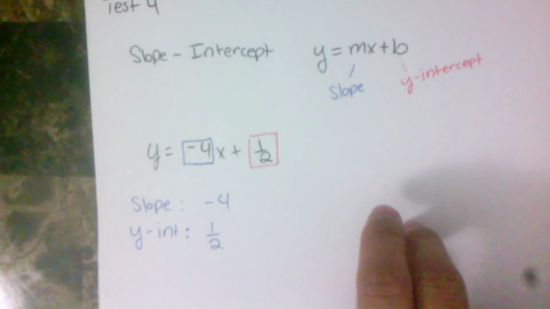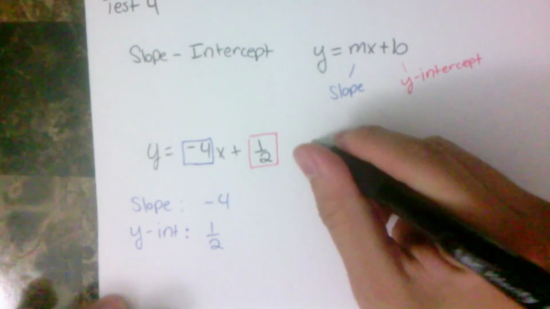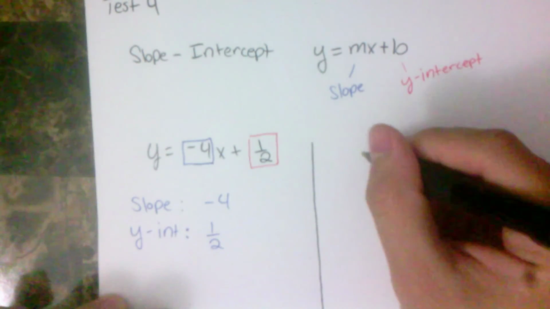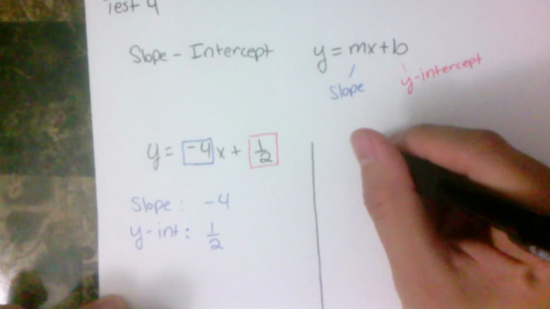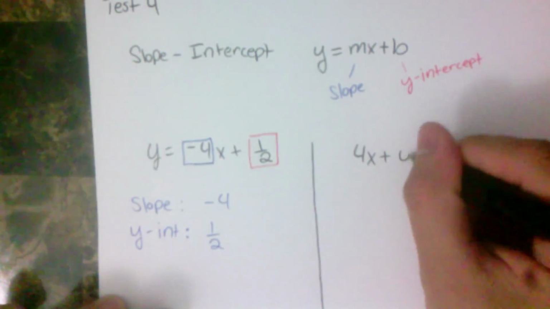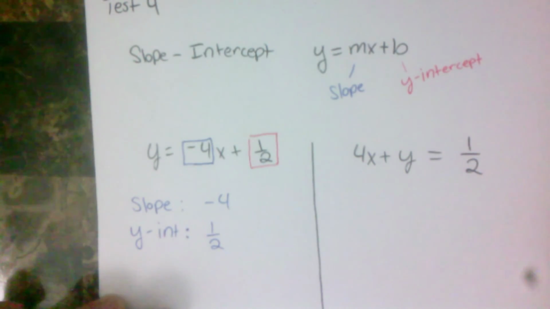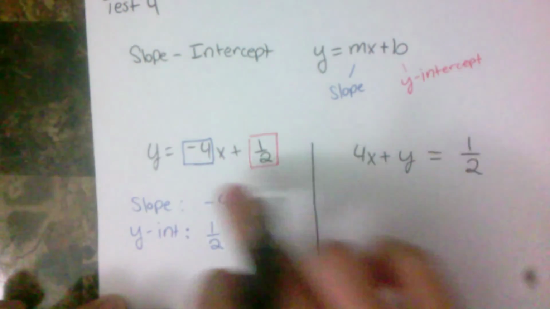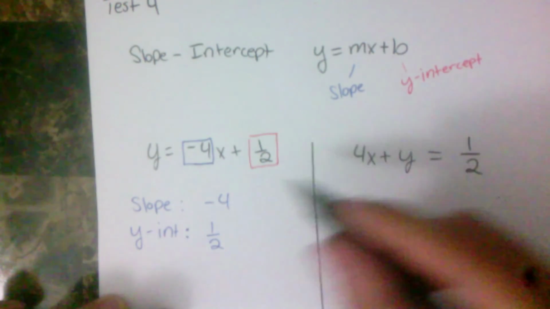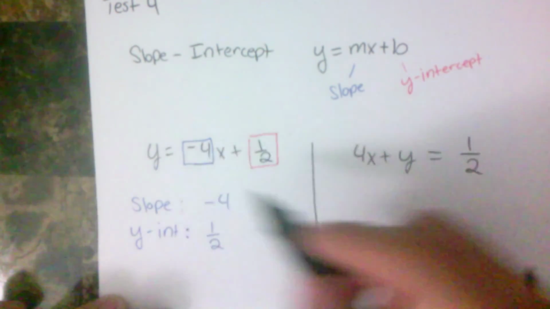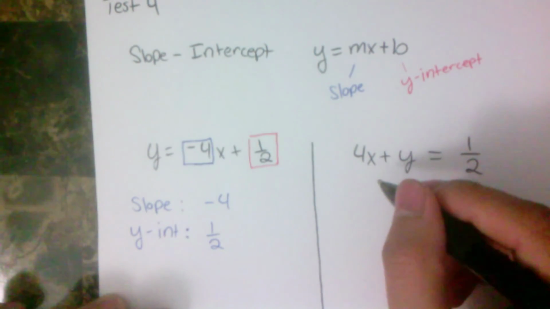You will get a different type of problem though, so it's going to go one step harder, and it's going to look like this. You're going to get 4x plus y is equal to 1/2. These are actually very similar, and here's the thing that differs. You notice that you have 4x plus y over here, and over here you only have y on the left side of these equations. So clearly this left side is different from that left side.